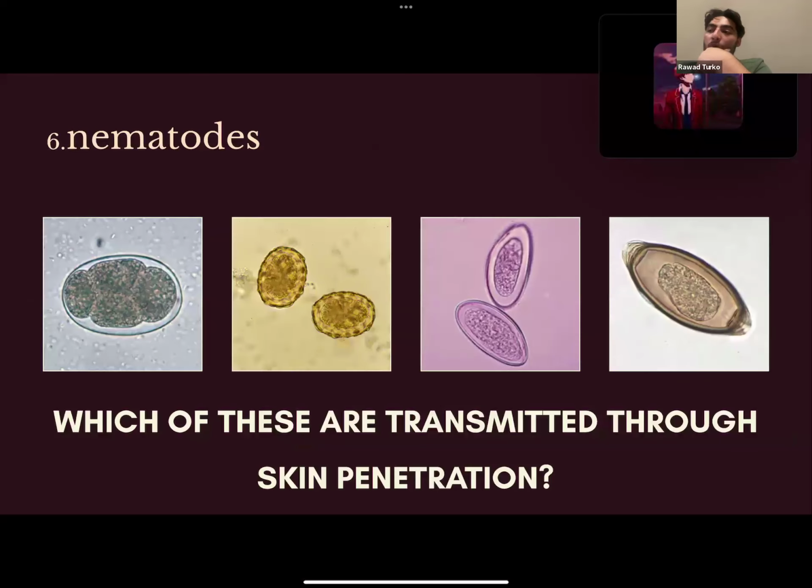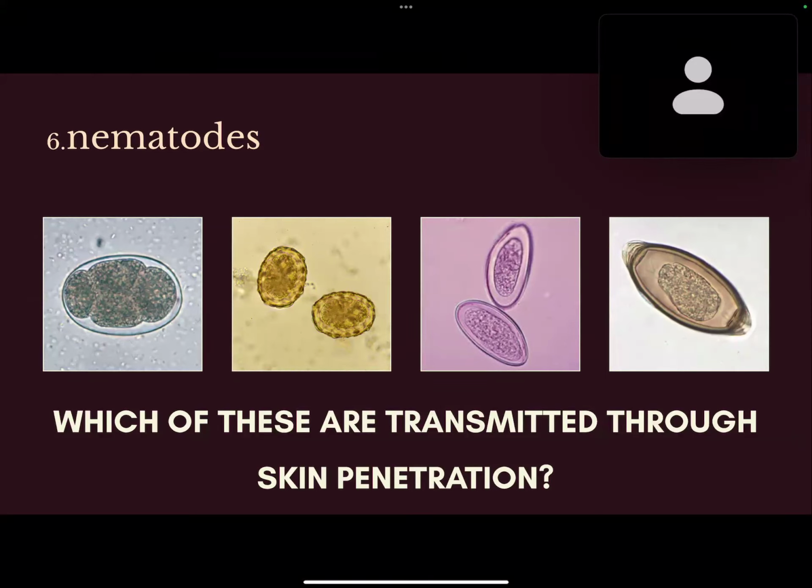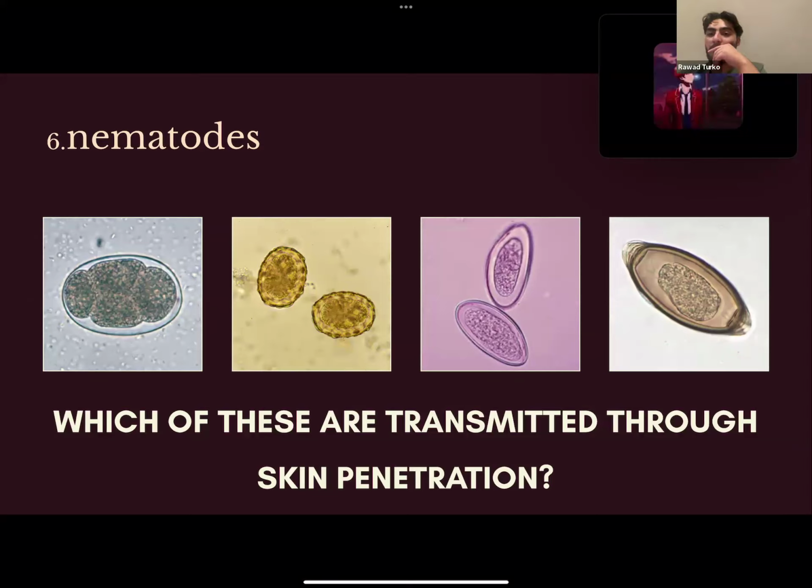Okay, let's go into some questions. Who can answer this? Which of these are transmitted through skin penetration? The first one. Okay, and who can tell me what the rest of them are? First of all, what the organism is, and who can tell me what the rest of them are?